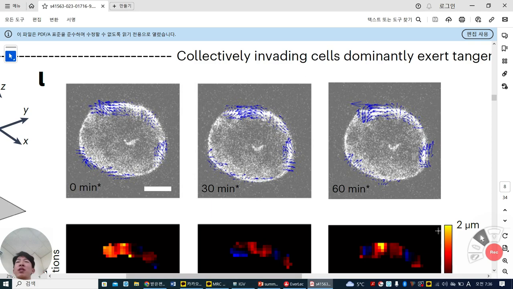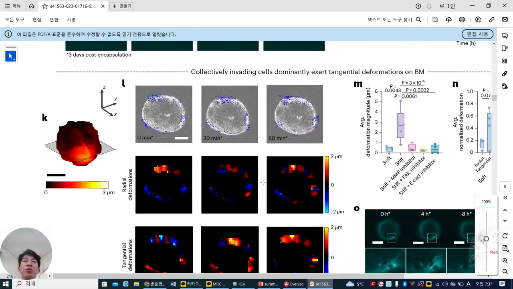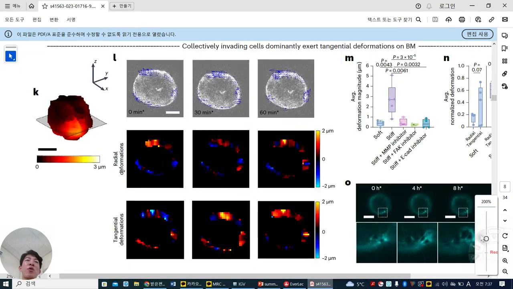Yeah, they want to keep their cell clustering. But this tangential force is the external force to go out. So they highlight this point. Radial deformation also accumulates differently, but tangential deformation over time, you can see a lot. The radial is relatively maintained, but tangential deformation keeps going on.